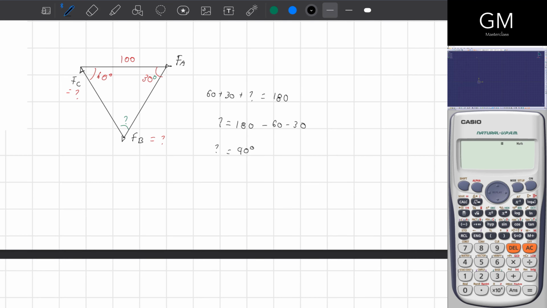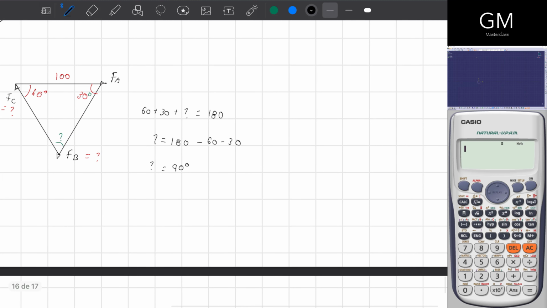90 degrees. So this doesn't look like I've done the triangle. The triangle would look more like this one.